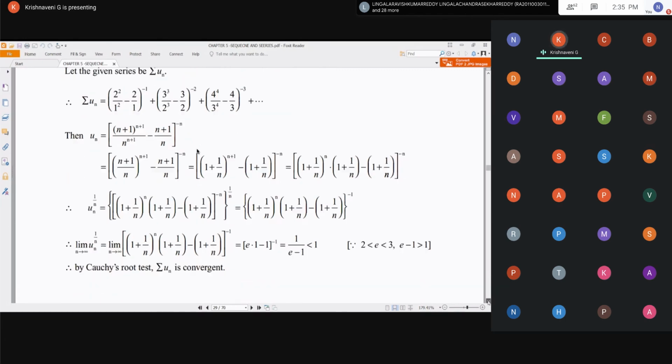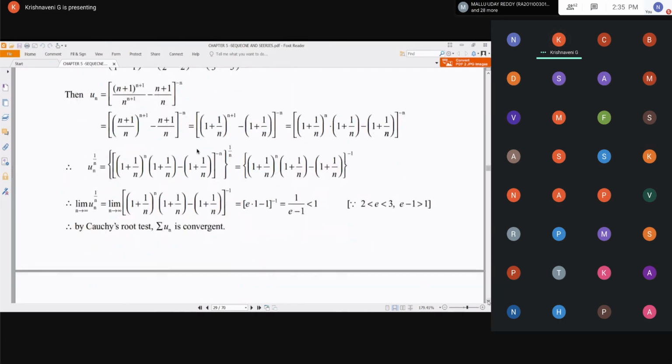Now we can apply the limits. In the first term, 1 plus 1 by n whole power n, the value is e. In the next term, what will come? 1 plus 1 by n. What is the value of 1 by n? 1 by infinity, value 0. Minus 1. That is e minus 1 whole power minus 1, which is equal to 1 by e minus 1. Find the 1 by e minus 1 value.